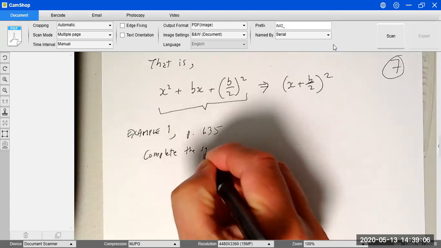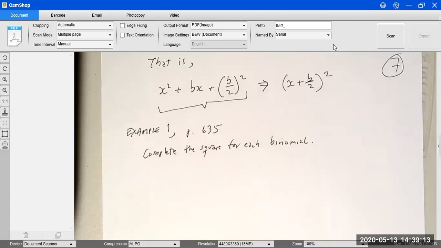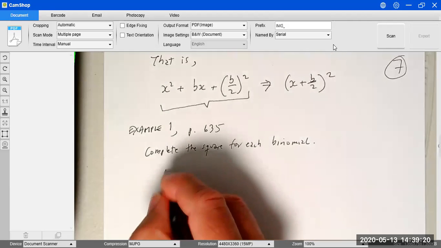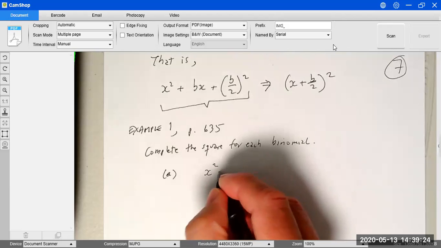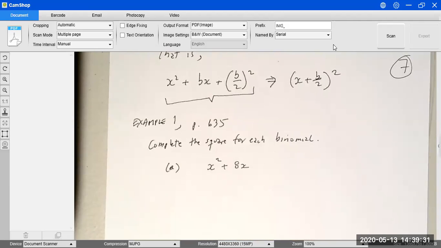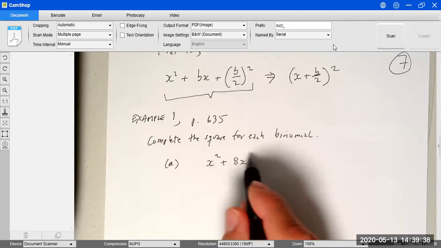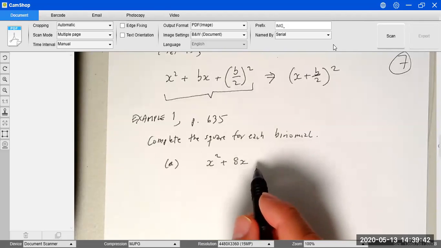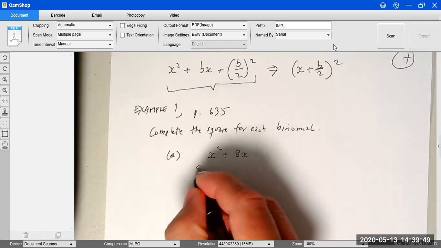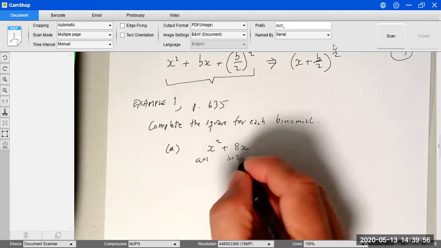Complete the square for each binomial. Be careful, these are not equations yet. These are just pieces of an equation. For example, they give you x squared plus bx, and they want you to use these two terms, this binomial, to complete a trinomial that is going to be a perfect square. Remember, a should be equal to 1. Otherwise, it's not easy to do that. And b equals 8 in this case.